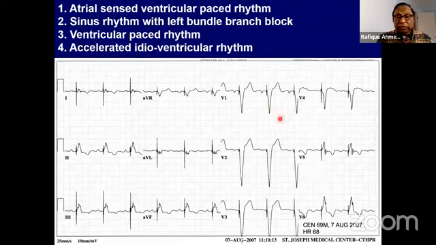So how about this one? This is a bread and butter ECG. So I hope everybody will be doing it correctly.